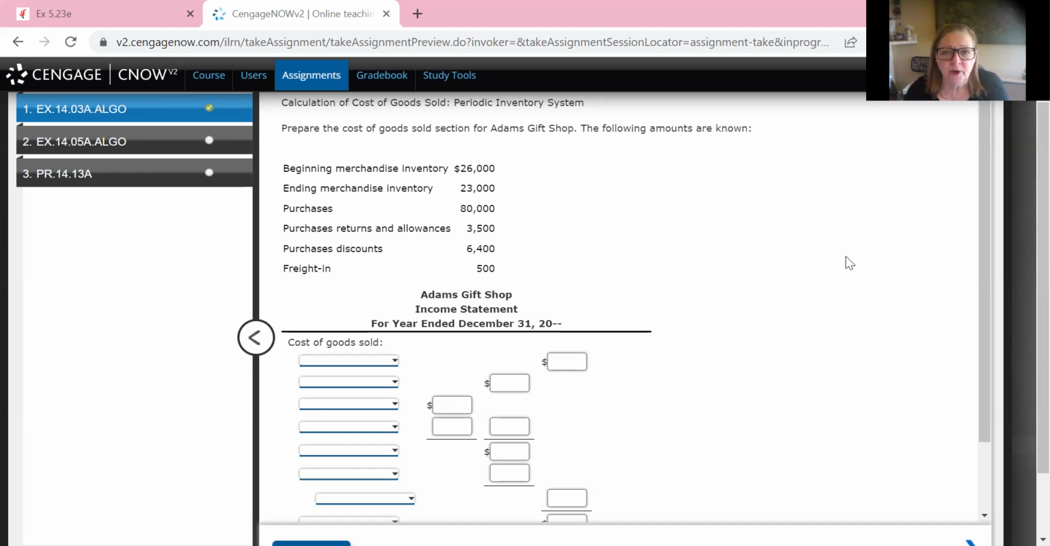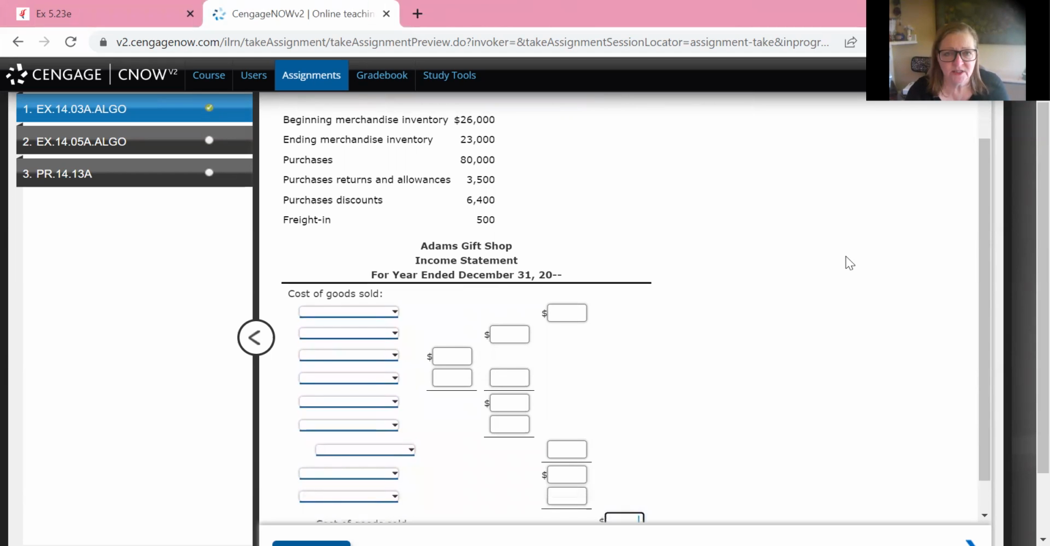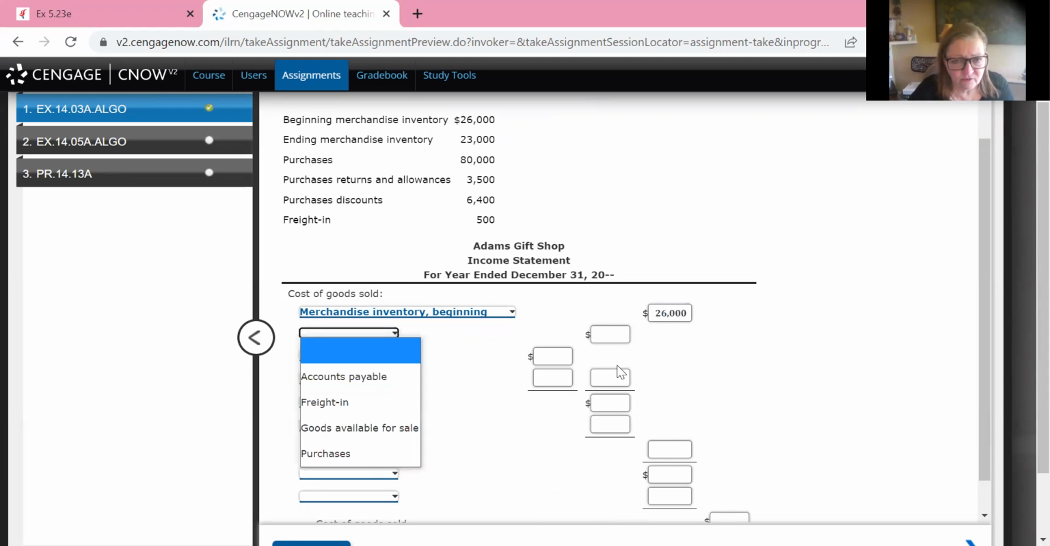This wants us to prepare the cost of goods sold section for Adam's Gift Shop. Here are the amounts we know. Beginning inventory is 26,000, and then purchases, returns and allowances, discounts, and freight in. So we start out, and what we're going to do is take the cost of goods sold section. It is going to start out with the beginning merchandise inventory. Beginning inventory was 26,000.